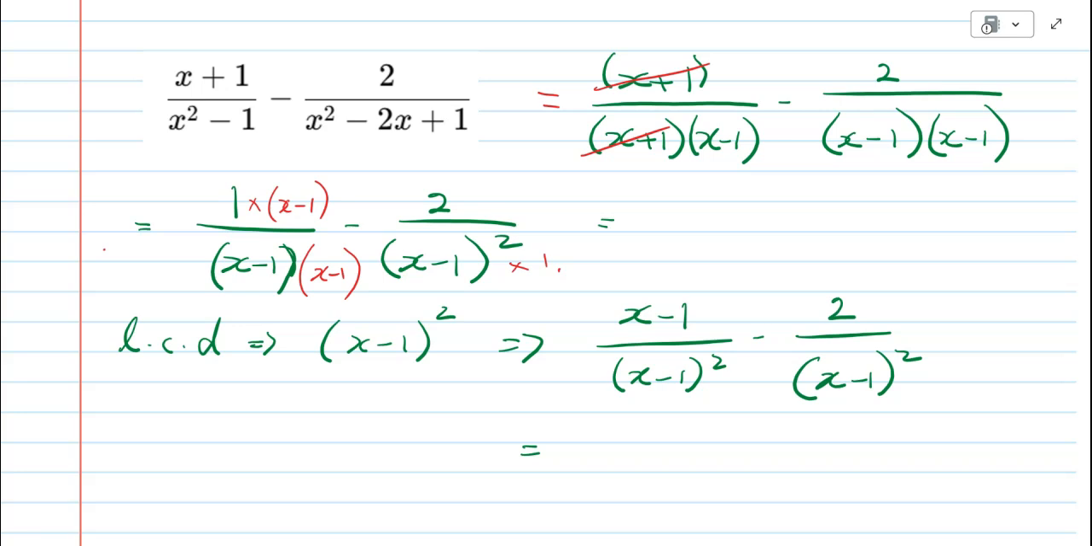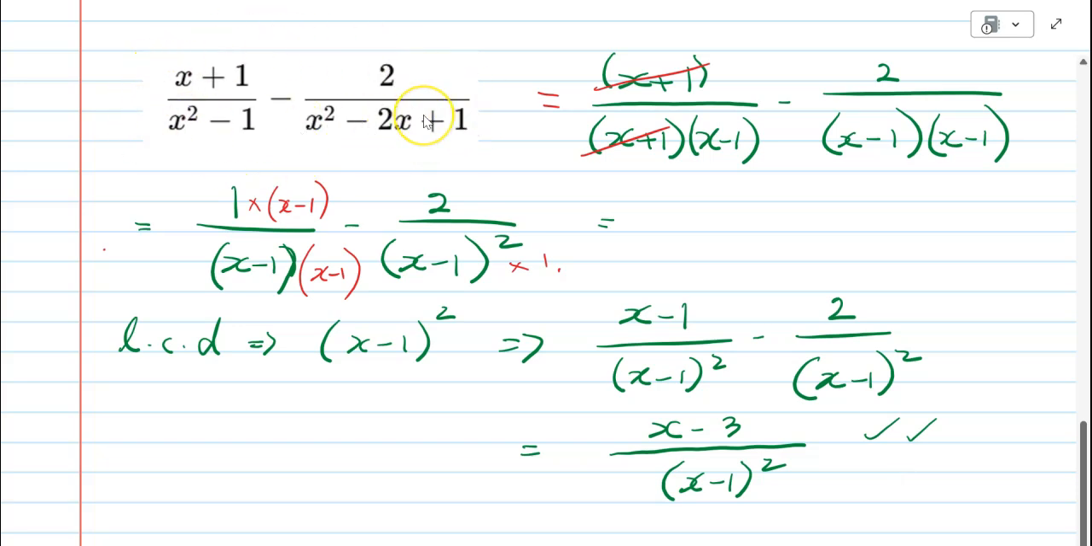The last step: they have the same common denominator, so we write one of them and then do the math on top. X minus 1 minus 2, or negative 2, is x minus 3. And that is the final simplified version of this rational expression operation.